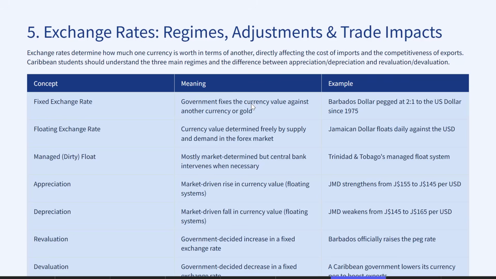Then we have the floating exchange rate. The floating exchange rate means it's determined solely on supply and demand. So if people want the currency more, the value would rise. If people want the currency less, the value would drop.